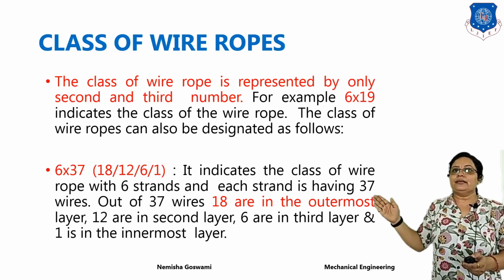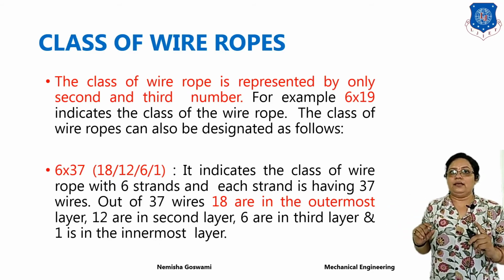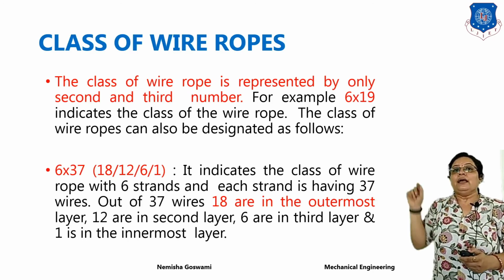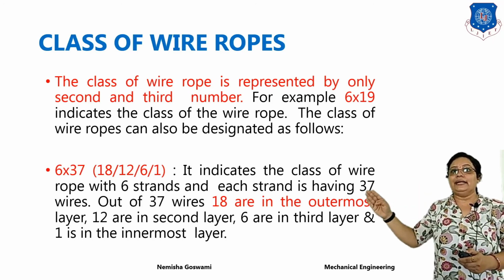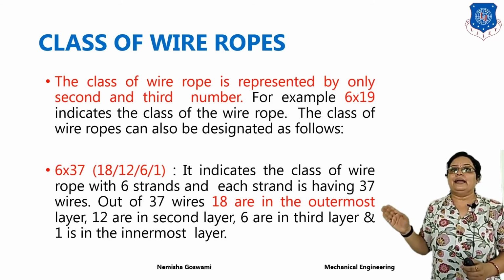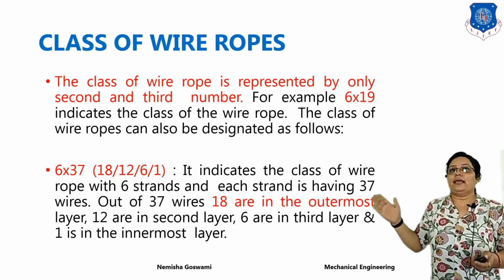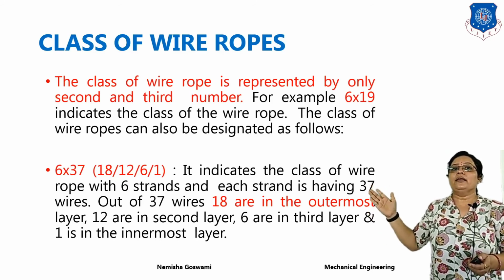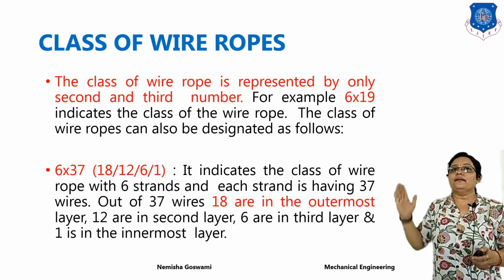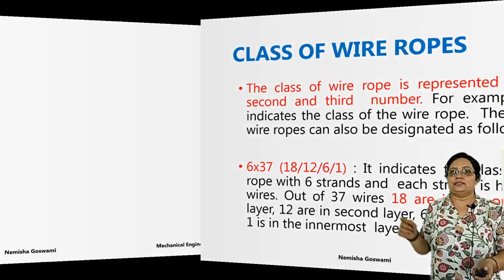So the second number indicates your strands, meaning 6 indicates here the number of strands, right? And 37 indicates your number of wires in one strand. Again, here one classification 18, 12, 6, 1. So what is meant by it? It indicates that 18 wires will be in the outermost layer, 12 wires in the second layer, 6 wires will be in the third layer, and 1 wire will be in the innermost layer. So this is the classification.